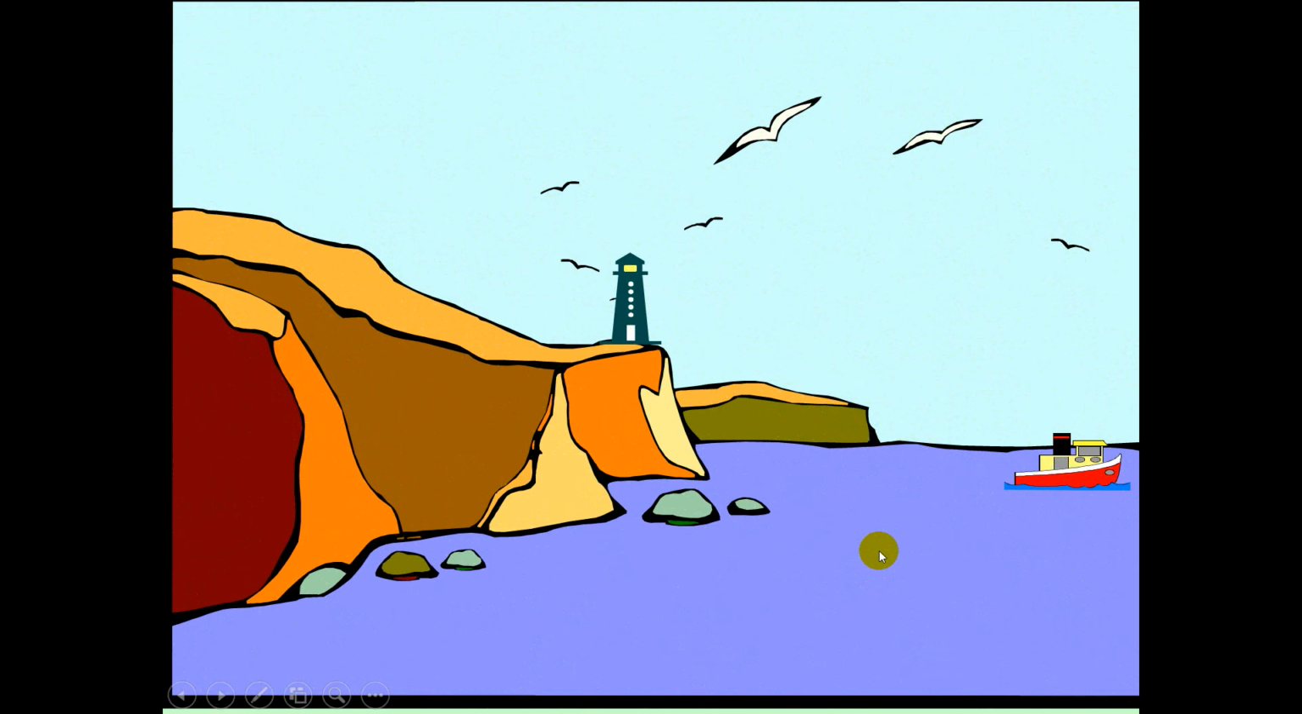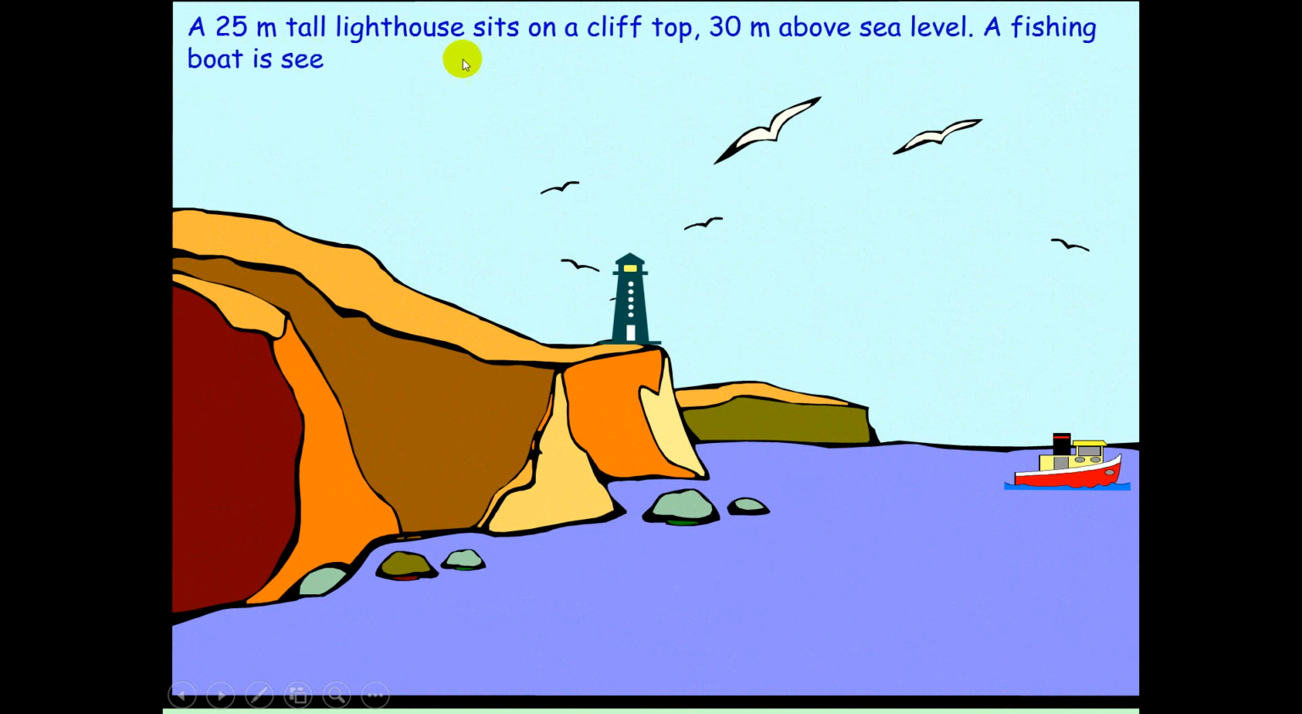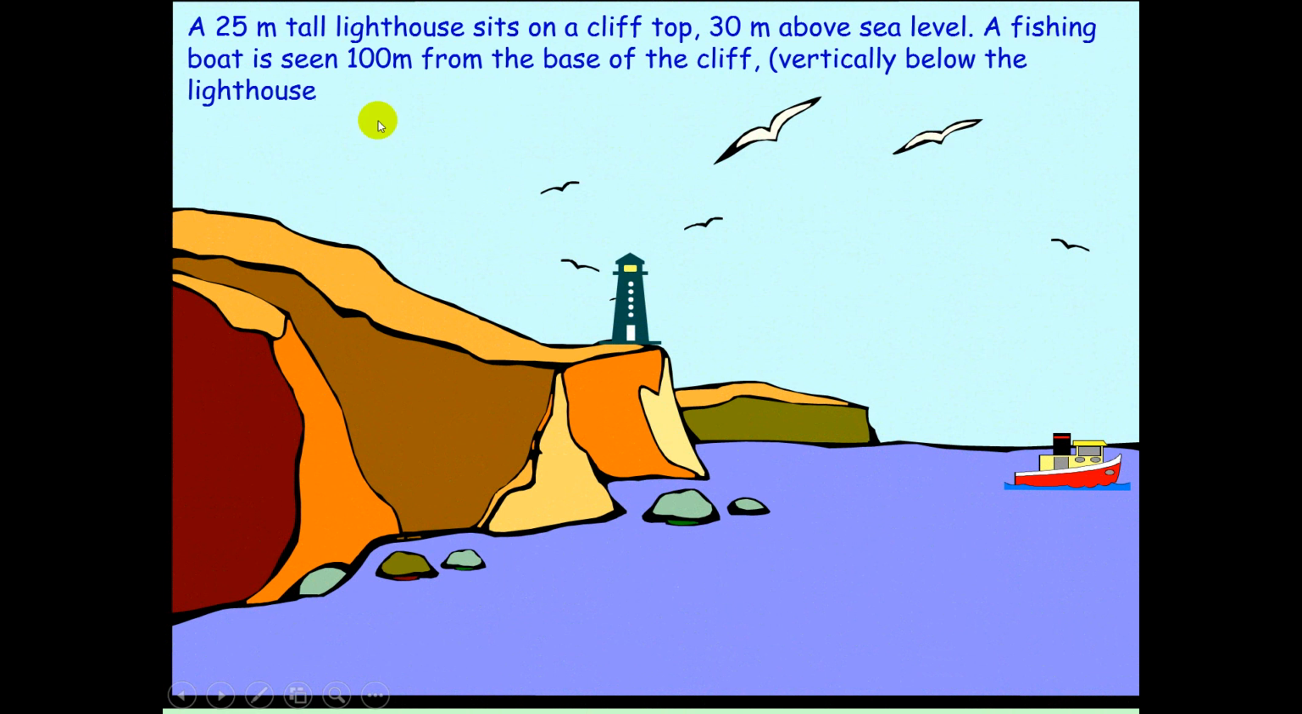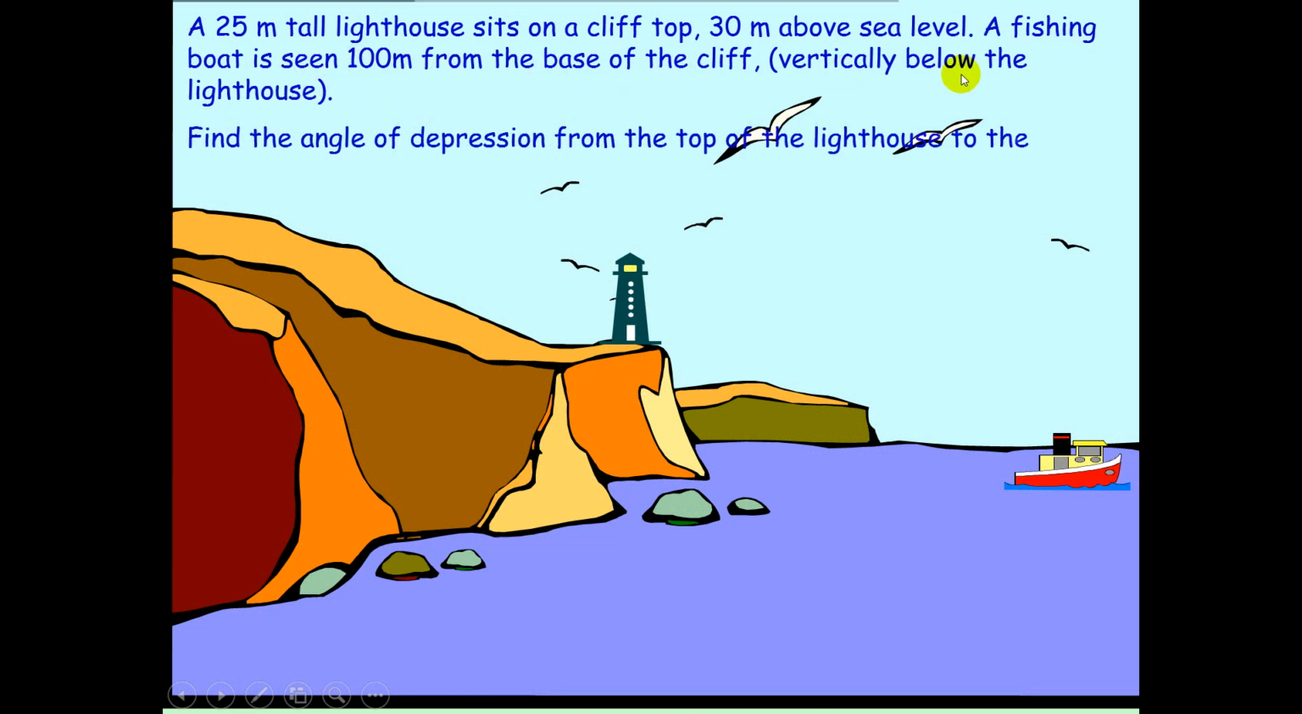Let's look at another question. Beautiful picture. I wish I was on that boat sailing away. But let's get back to reality. A 25-meter tall lighthouse sits on a cliff top 30 meters above sea level. A fishing boat is seen 100 meters from the base of the cliff, vertically below the lighthouse. Find the angle of depression from the top of the lighthouse to the boat.